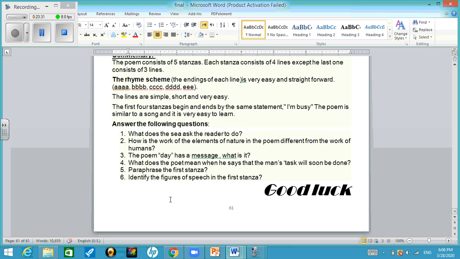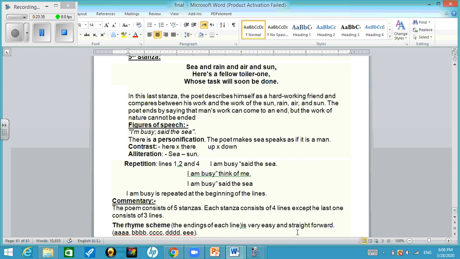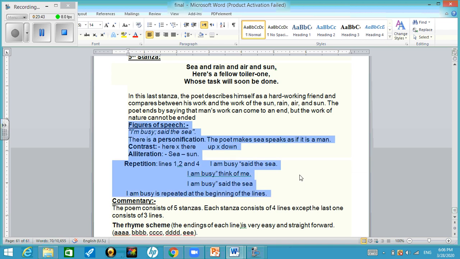Last one, identify the figures of speech in the first stanza. Okay, so the figures of speech, as we can see here, is I'm busy, said the sea. So that's the figures of speech that we read here: the personification, contrast, alliteration, and repetition.